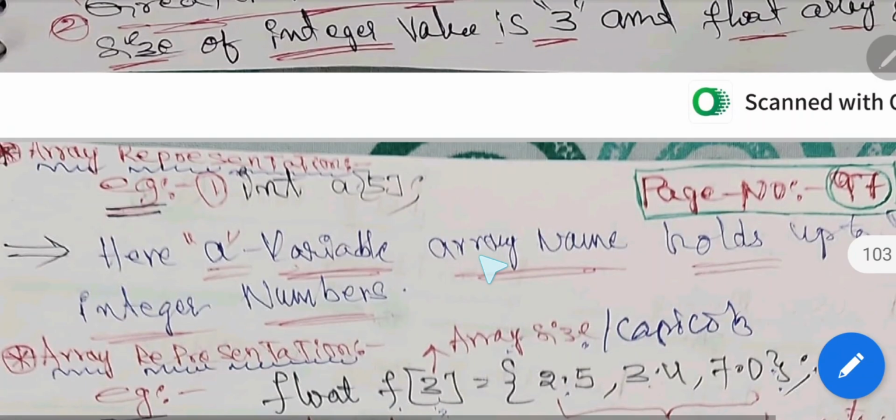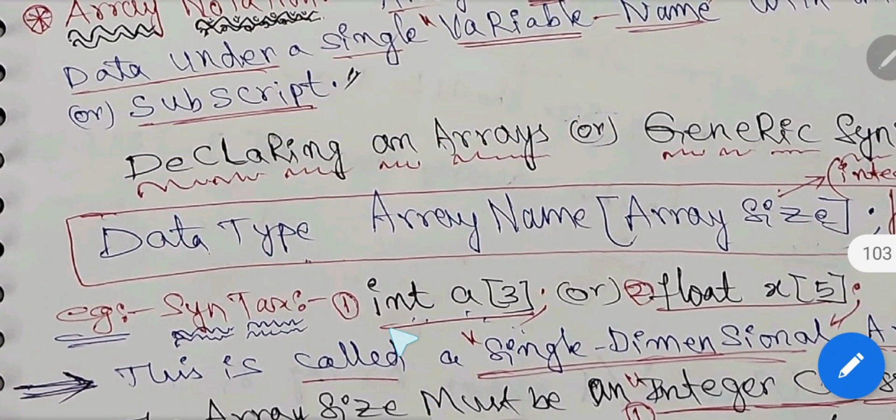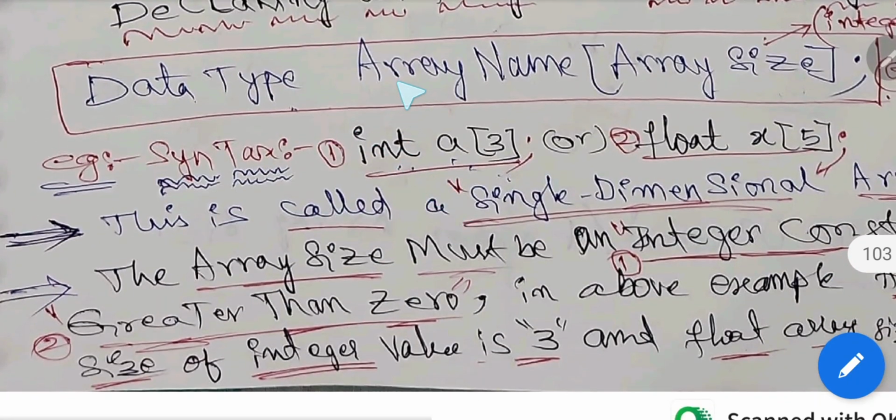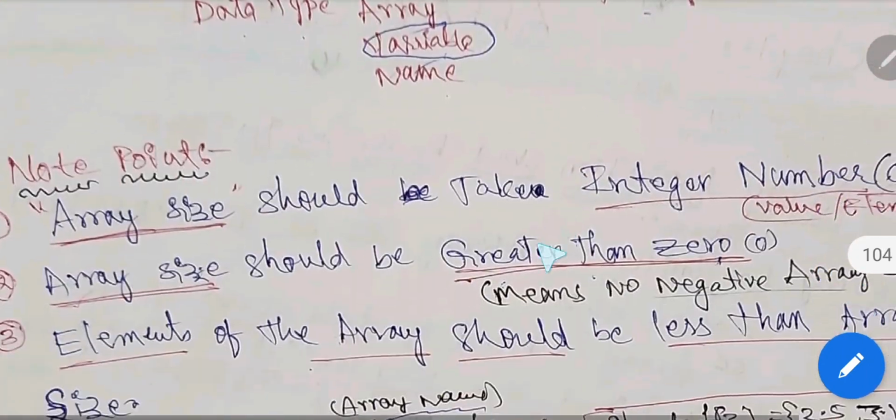The generic syntax I will show you: data type, here integer data type, array variable name is a, and array size is 3. This is the generic syntax. This is the example syntax. And we will see a program also.